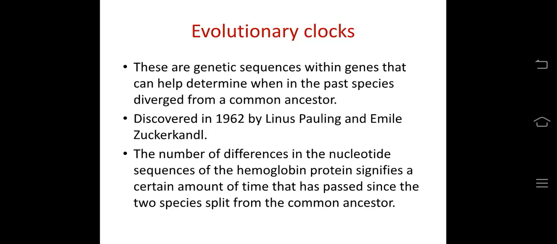Then evolutionary clocks. These are the genetic sequences within genes that can help determine when past species diverged from a common ancestor. Discovered in 1962 by Linus Pauling and Emile Zuckerkandl. The number of differences in the nucleotide sequences of the hemoglobin protein signifies a certain amount of time that has passed since the two species split from the common ancestor.